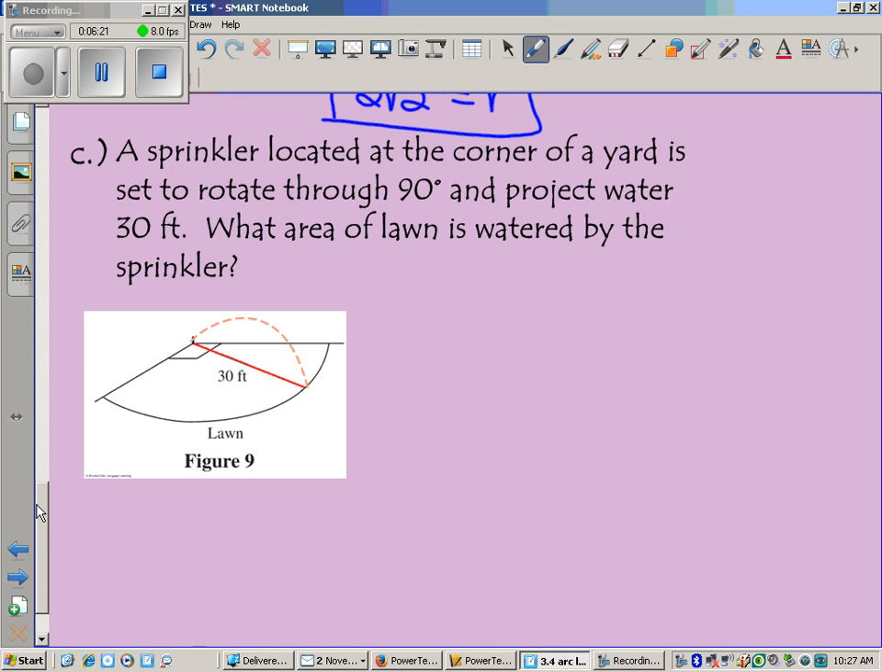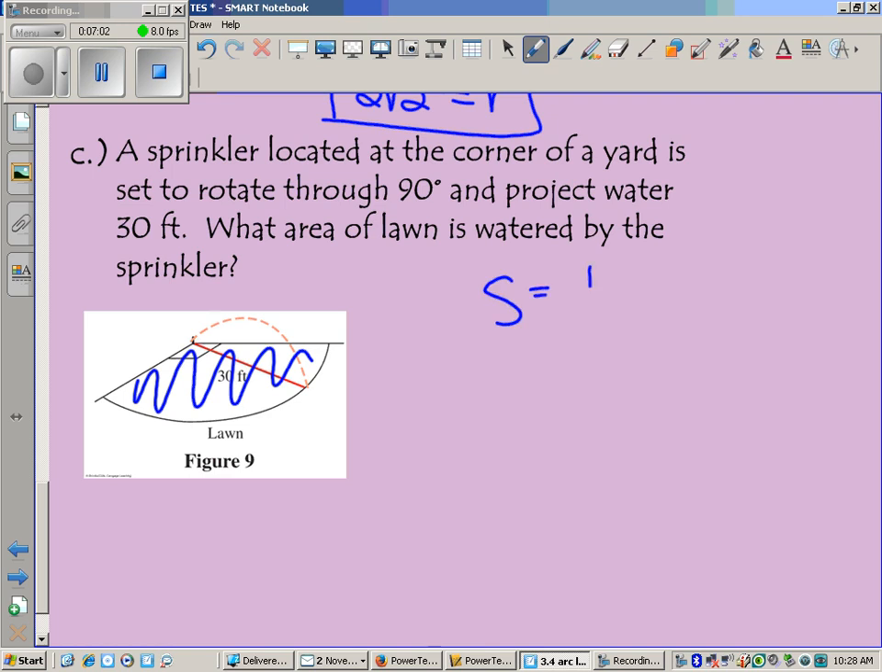All right. A sprinkler located at the corner of a yard is set to rotate through 90 degrees and project water 30 feet. What area of lawn is watered by this sprinkler? If you look at the picture, it's set for 90 degrees, and it's supposed to shoot water 30 feet out. We want to figure out how much of this lawn is being watered. So what are we looking for? Area of that sector, right? Our pizza slice, our slice of lawn in this case.